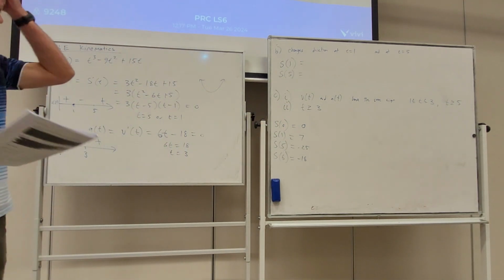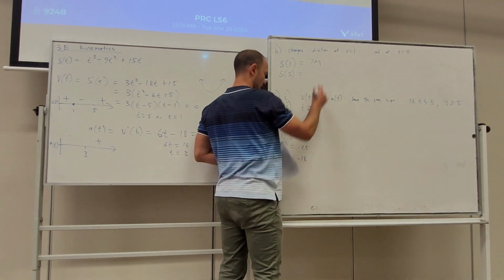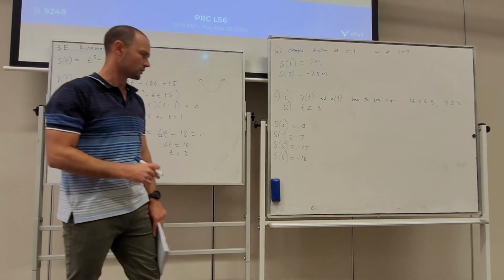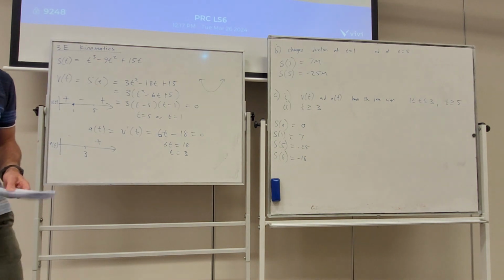Okay, so once we have that, now we don't forget to fill in this part here. S of 1 is 7 meters, and S of 5 is minus 25 meters. They're the locations where it changes direction. Alright, let's draw a sign diagram, draw a motion diagram.